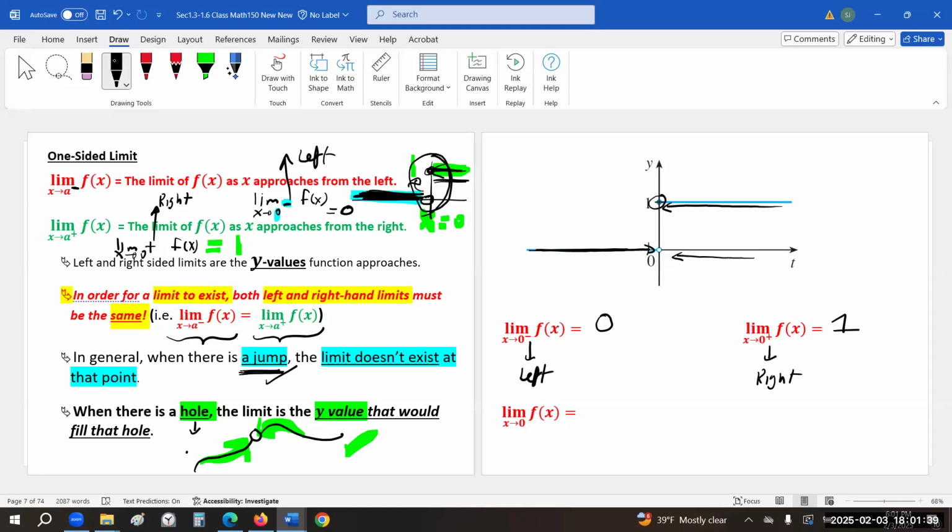Since the left side limit and right side limit, the limit as x goes to 0 from the left, is not the same as the limit as x is going to 0 from the right. They're not the same, so the exact limit doesn't exist. One-sided limits exist, but the exact limit doesn't exist because the one-sided limits are not the same.